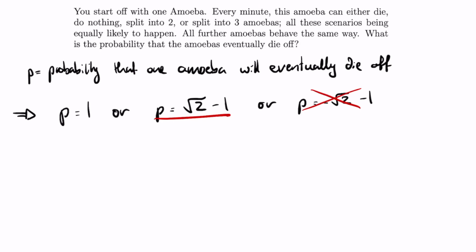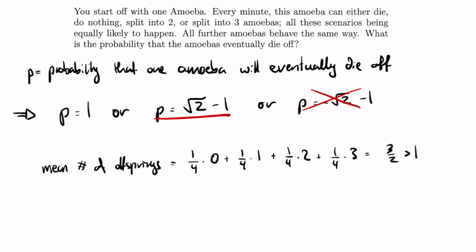There's even a theorem of branching processes that if the mean number of offspring produced is greater than 1, then the correct probability of extinction is always the smallest positive root, which in this case is the square root of 2 minus 1. In our case, the mean number of offspring produced by a single amoeba is 3/2, which is greater than 1. So the correct answer for P is in fact the square root of 2 minus 1.